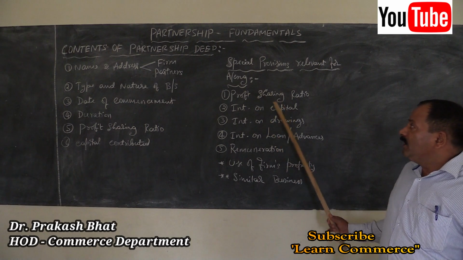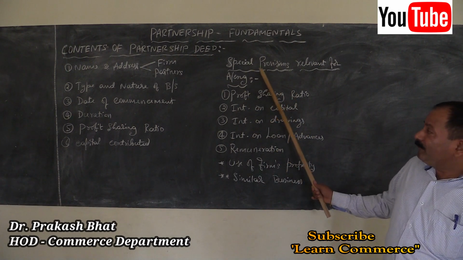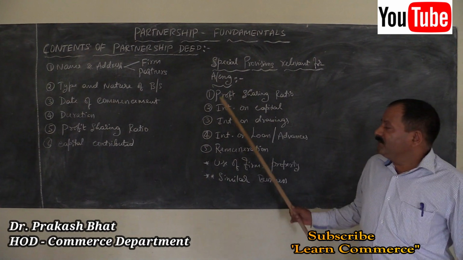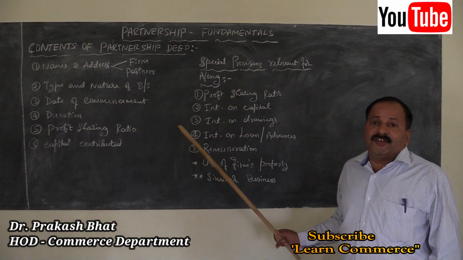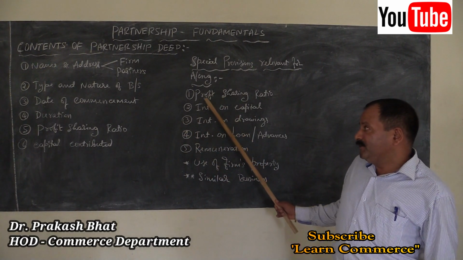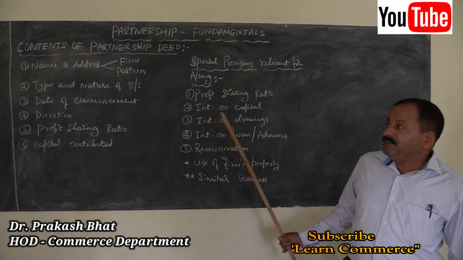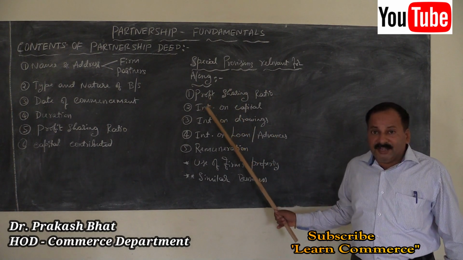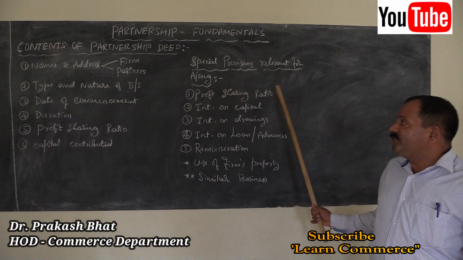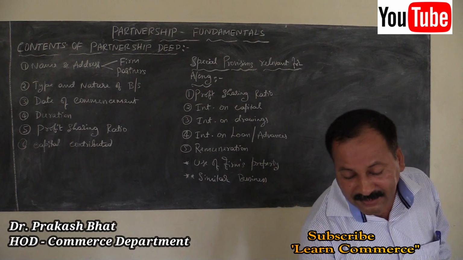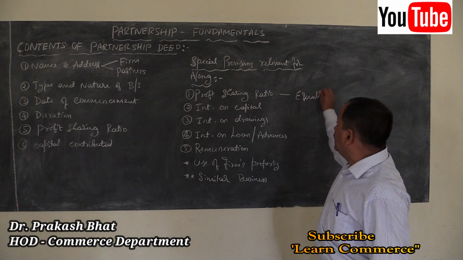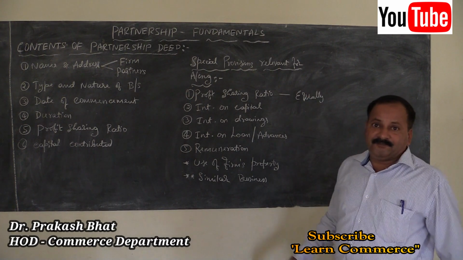So they will give you a profit sharing ratio. If there is no term in the partnership deed, if nothing is mentioned in the partnership deed regarding sharing of profits, then how will you treat profit sharing ratio? If nothing is mentioned in the partnership deed regarding sharing of profits or bearing of losses, then profit should be shared equally among the partners. It should be shared equally among the partners. Remember this very clearly. You should write equally.